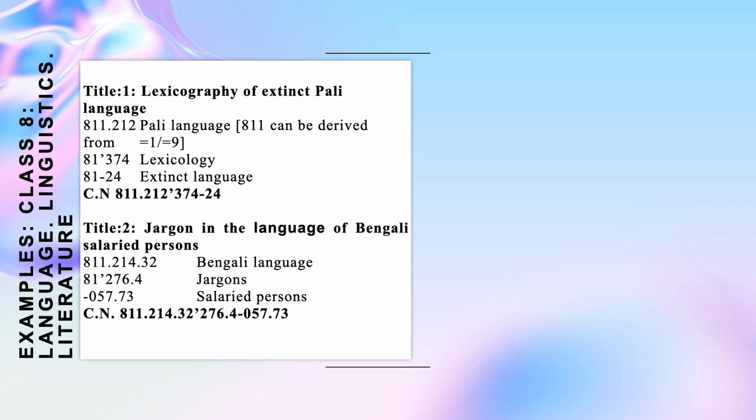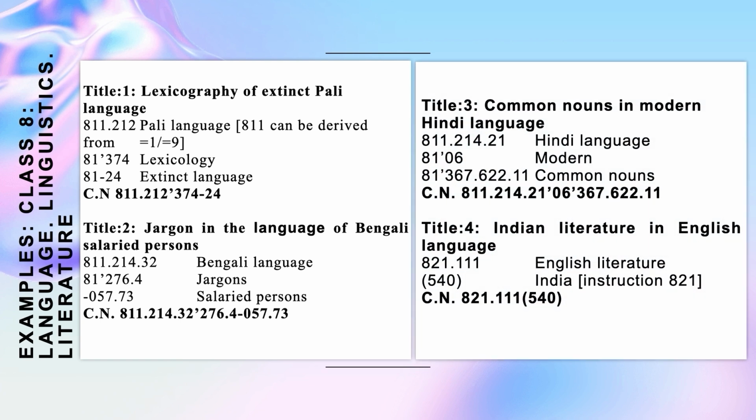Then title 2, jargon in the language of Bengali salaried person. So 811.214.32 Bengali language, and jargon is basically the special auxiliary of 81, and salaried person taken from the person table, that is -057.73. So the final number will be 811.214.32/276.4-057.73.